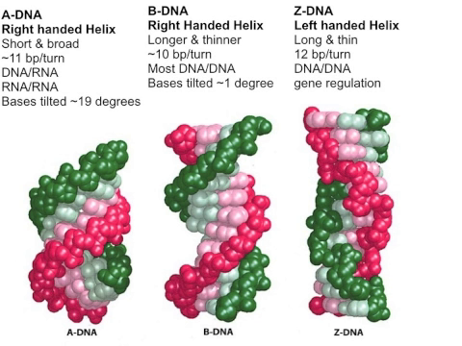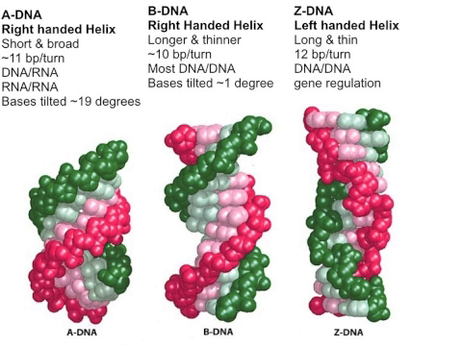bDNA is also a right-handed helix, but it's longer and thinner than aDNA, with approximately 10 base pairs per turn. This is the type of DNA that is found in most DNA-DNA duplexes. The predominant structure of our DNA is bDNA.